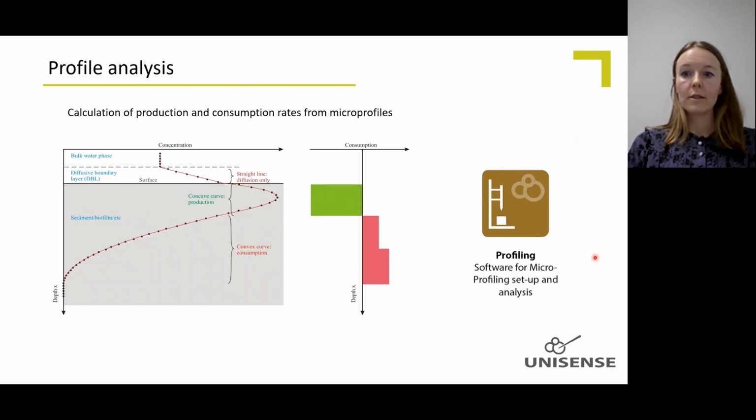From the measured profiles, you can calculate the production and the consumption rates at the different layers. And this is done in the profiling software, where you can calculate the production and consumption rates based on a model calculation of the measured profiles. Non-linear gradients here indicate production or consumption. My colleague Tae will demonstrate how to measure the profiles and also how to analyze them tomorrow when he's doing the live presentation in the lab.